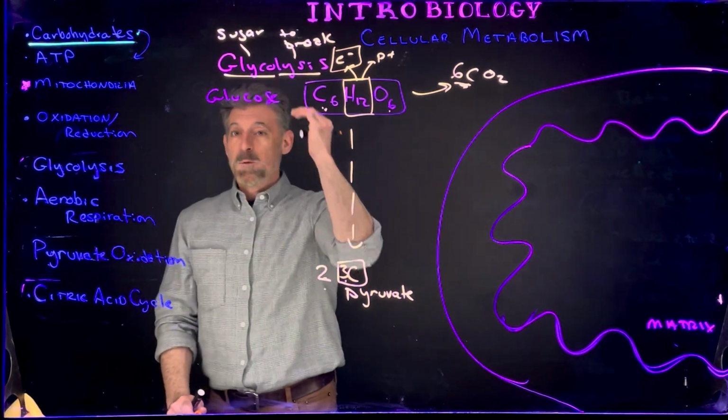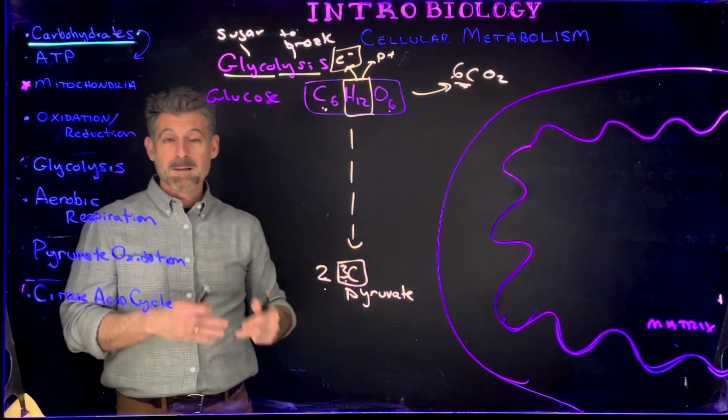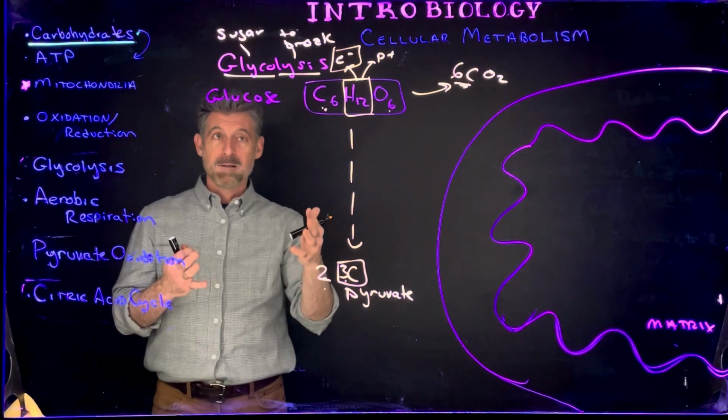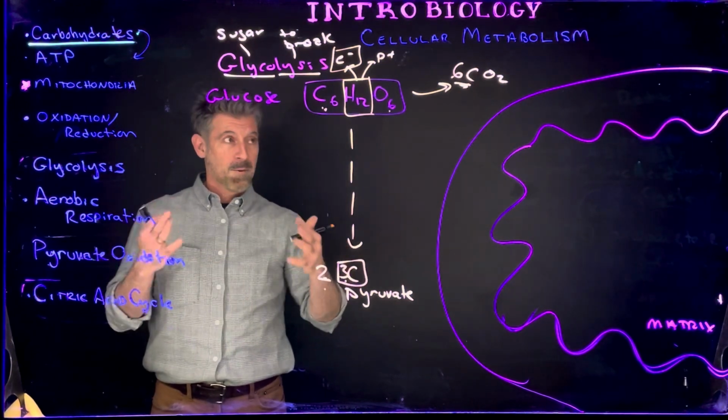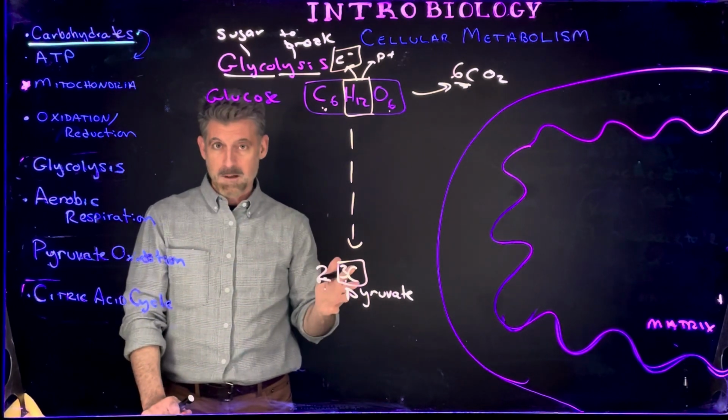So glycolysis happens with or without oxygen. It happens in all cells: bacterial cells, animal cells, plant cells, archaea cells. That's why you'll see it in many courses, because it's a common process for all living things. So everything that's alive does glycolysis.